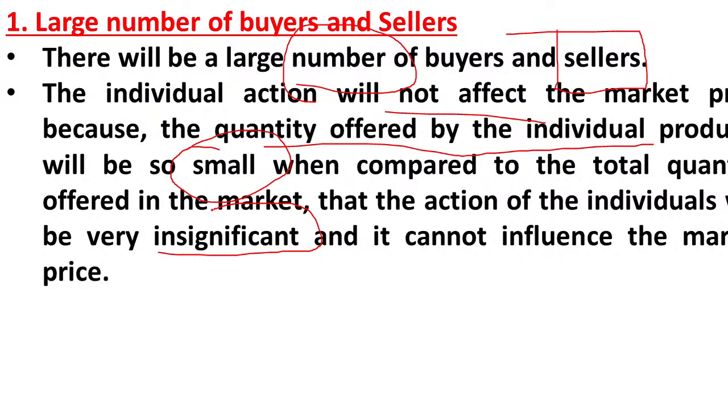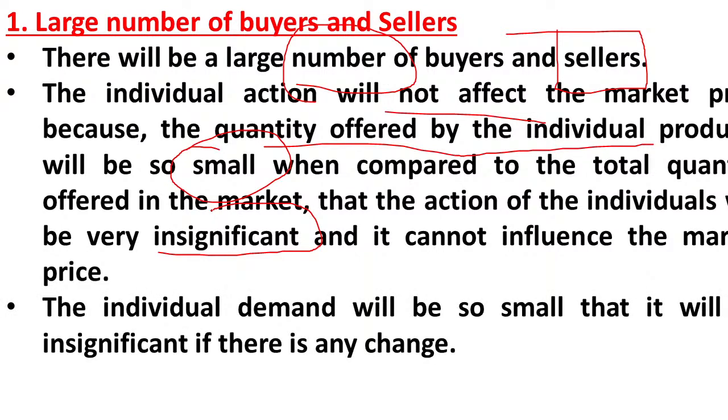producing a small amount of the good here. There are n number of producers, so they cannot influence the prices. In the same way, the number of buyers is also large here, so even buyers cannot influence the prices. Here all the individual sellers are price takers. The price is decided by the industry based on demand and supply. In the same way, individual demand will be so small that it will be insignificant, so even buyers cannot influence the prices.